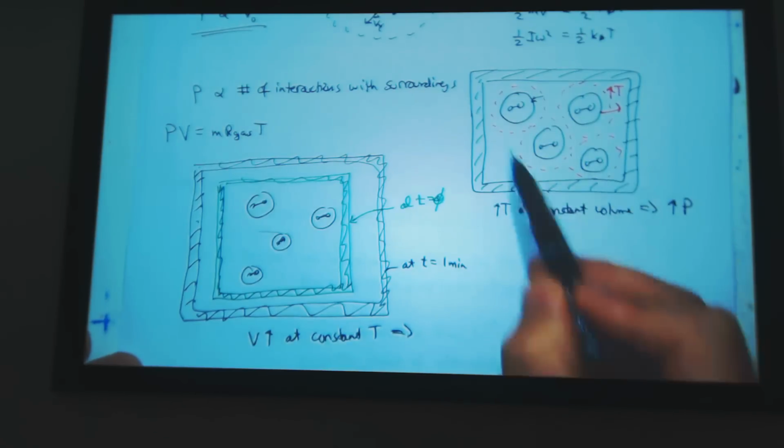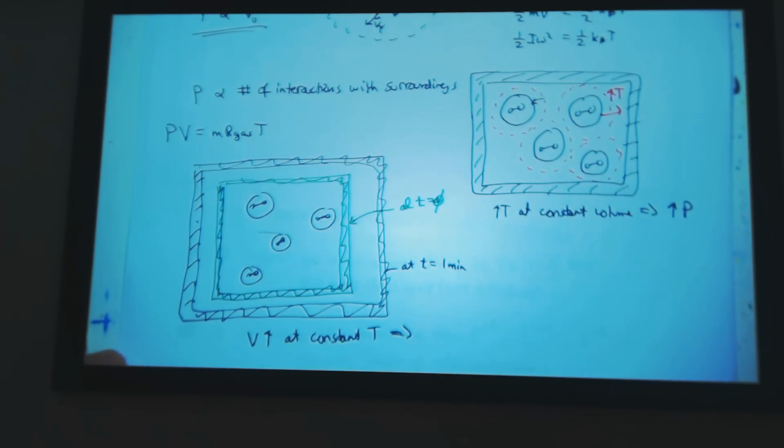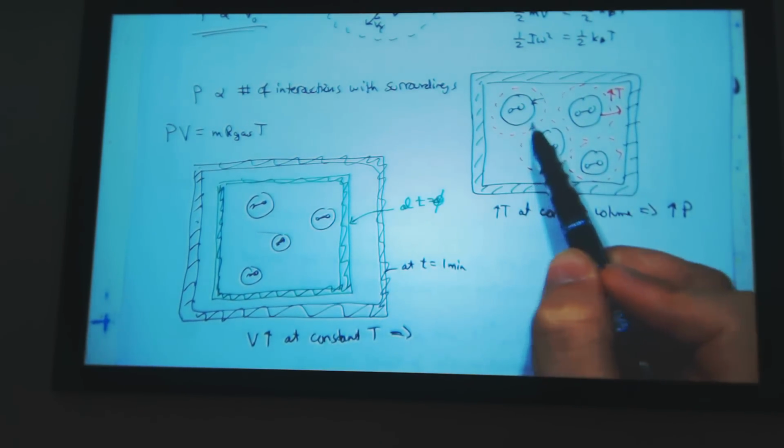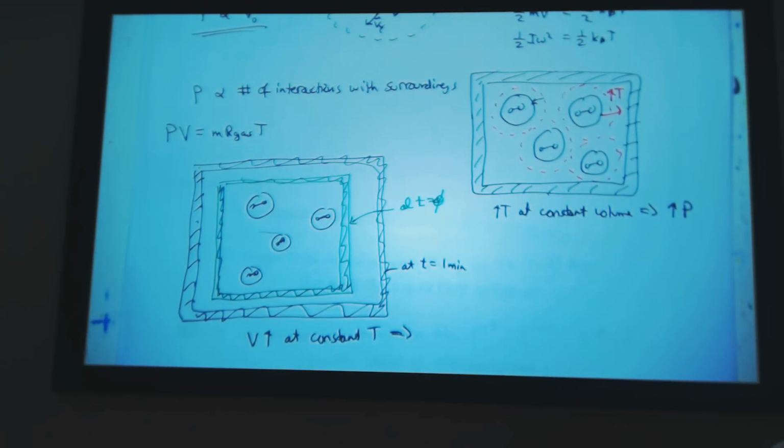So let's look at this pictorially, this one here, and my initial state. And then as I increase the pressure, the temperature, what happens to the number of options?